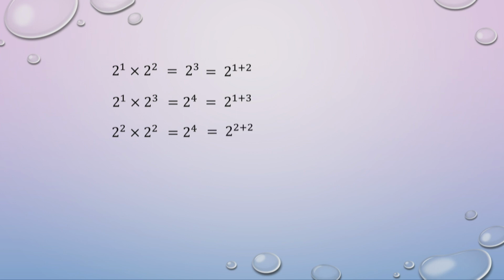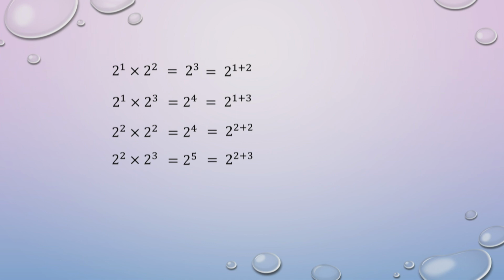2 to the power of 1 times 2 to the power of 2 is 2 to the power of 3. In other words, it is equal to 2 to the power of 1 plus 2. 2 to the power of 1 times 2 to the power of 3 is equal to 2 to the power of 4, that is 2 to the power of 1 plus 3. 2 to the power of 2 times 2 to the power of 2 is 2 to the power of 4, that is 2 to the power of 2 plus 2. 2 to the power of 2 times 2 to the power of 3 was 2 to the power of 5, that is 2 to the power of 2 plus 3.